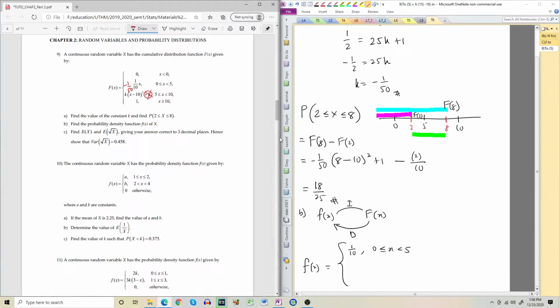So let me do it here. When you differentiate, let's say y is negative 1 over 50 times the square. You want to differentiate, you want to find dy/dx. This is what you do. So your answer is negative 2 over 50.